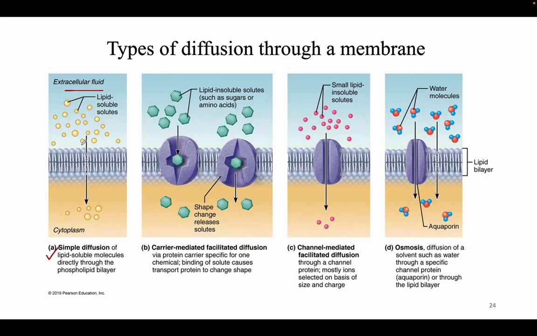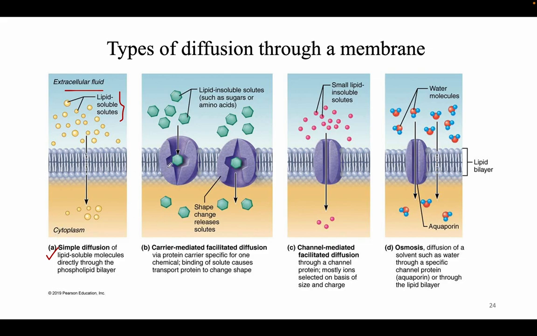A substance like a lipid soluble substance, which is small enough, can pass through the lipid structure of the phospholipid. Because these are lipid soluble, they will easily pass across the membrane and go from high to low concentration. That's simple diffusion. What about carrier mediated?